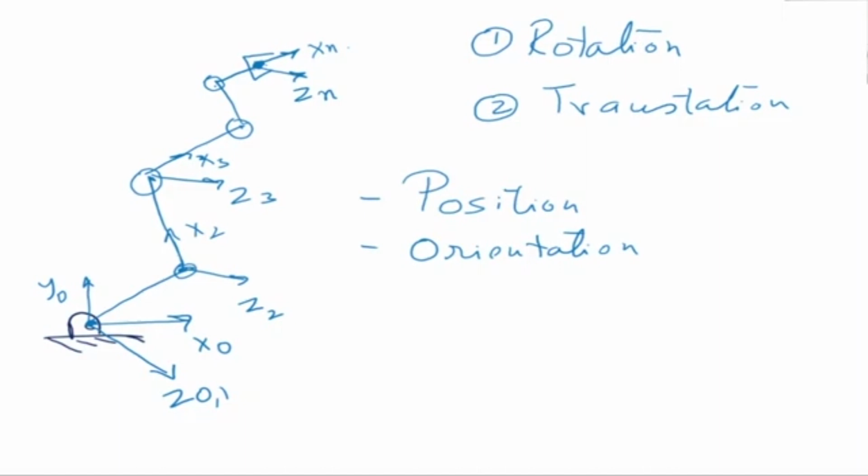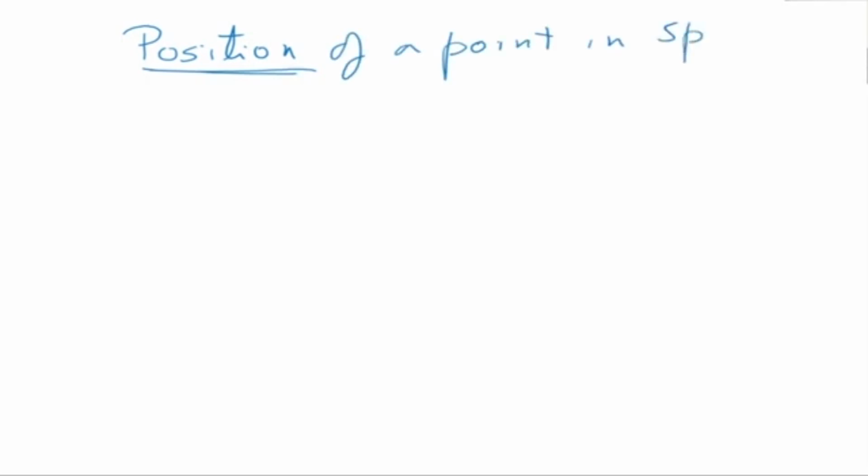Now if I want to define the position of a point in space, how do you define it? Let's go to the next slide and look at the position of a point in space. This is a spatial description of the position of a point in space. How do we do that? We define the position by first assigning an axis and then finding its projection on the corresponding axis.